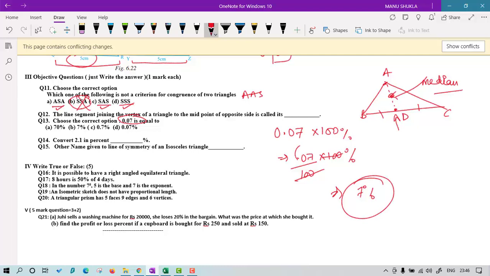So you can see, whenever you want to find percentage, you have to multiply with 100%. When percentage is given to you and you want normal number, divide by 100. Okay, so a simple rule.